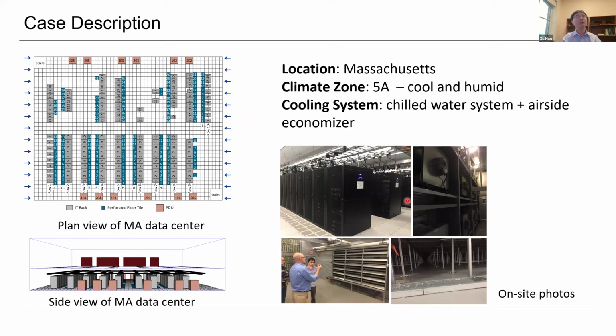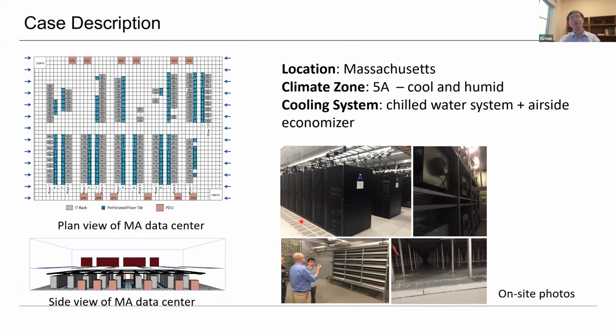So this is a real data center located in Massachusetts. It's 5A climate zone, cool and humid, and the cooling system is configured with a chilled water system with air side economizer. And if you're not familiar with data centers, here this is a cold aisle. So you may have heard the term, right? Cold aisle. So basically for data center, this is the air-based cooling data center.